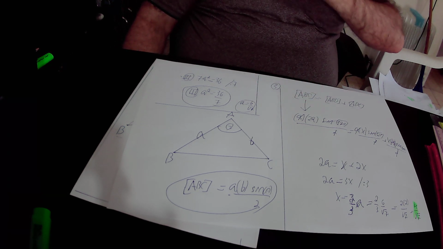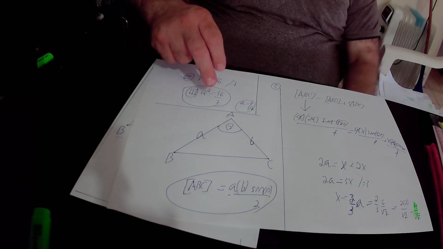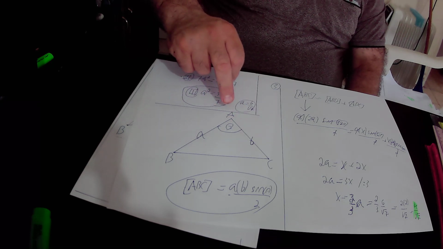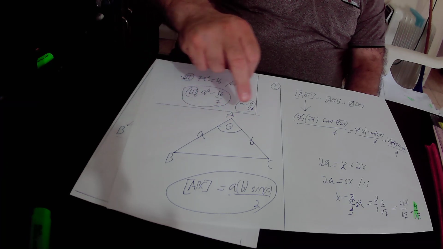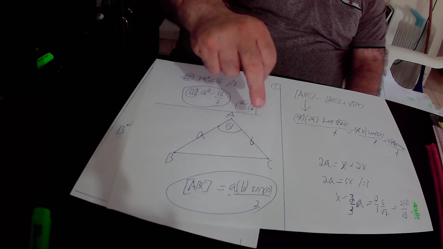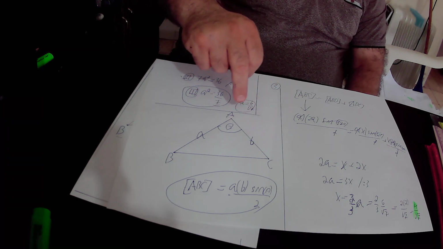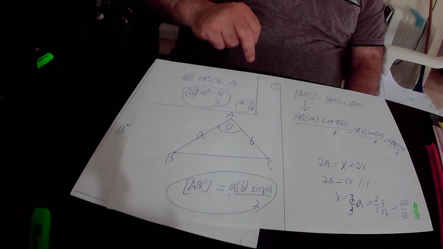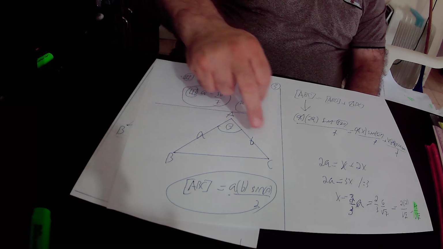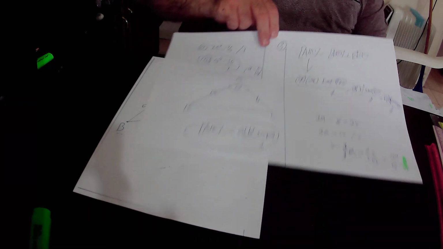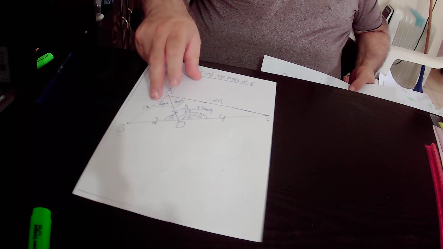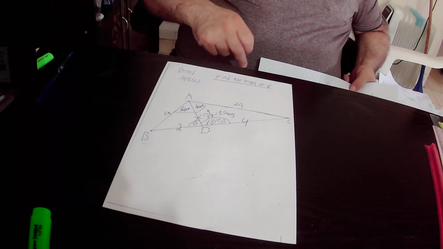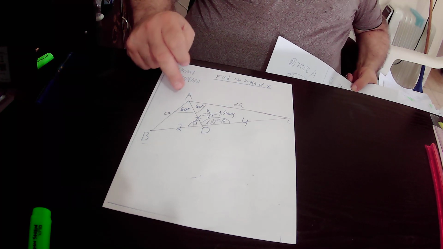Okay, then I presented to you a new formula to find out the area of any triangle. According to this formula, the area of triangle ABC equals a times b times sine theta over 2. Here b is the length of side AC, a is the length of side AB, and theta is the angle between side AB and side AC. And we know that in this drawing, the area of triangle ABC equals the area of triangle ABD plus the area of triangle ADC.